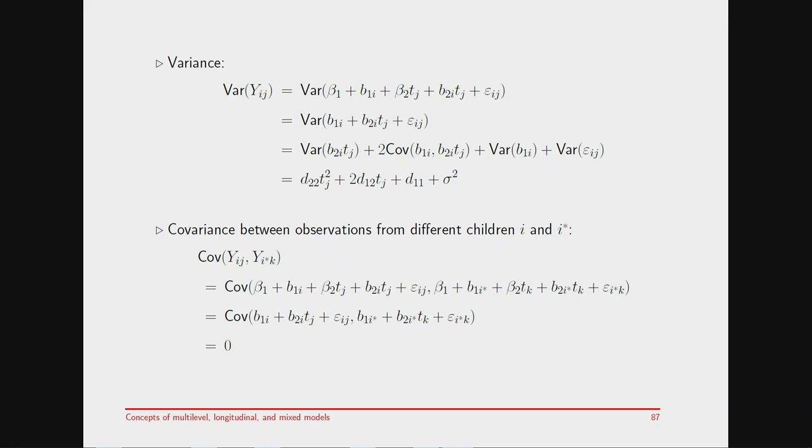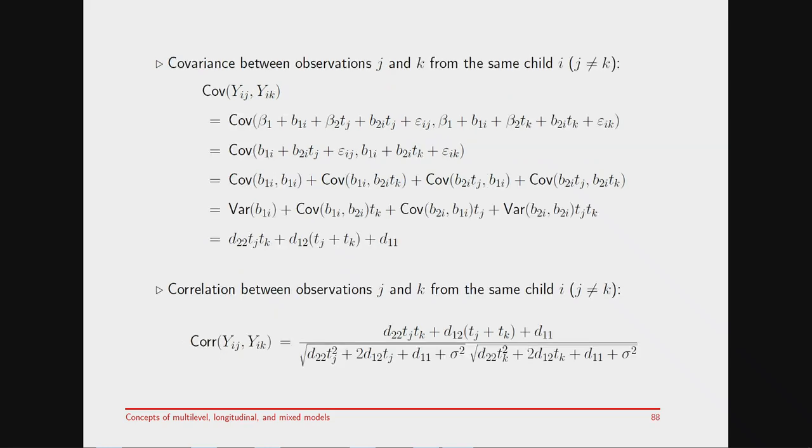What about the covariance? Well, if you have two observations from different children, they have nothing in common from these random terms. So that covariance of these two outcomes for two different children will be 0. And that's what it should be. That's also what we expect it to be, because two children have nothing in common. They're completely independent of each other.